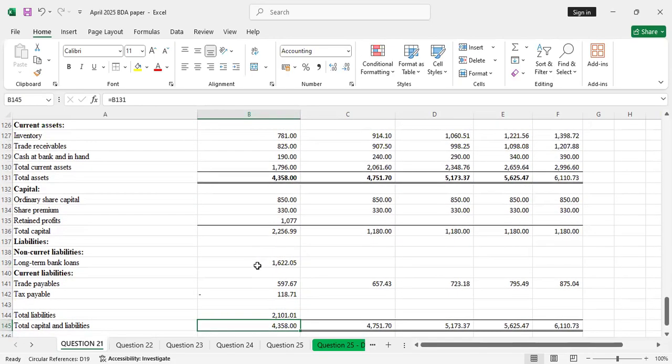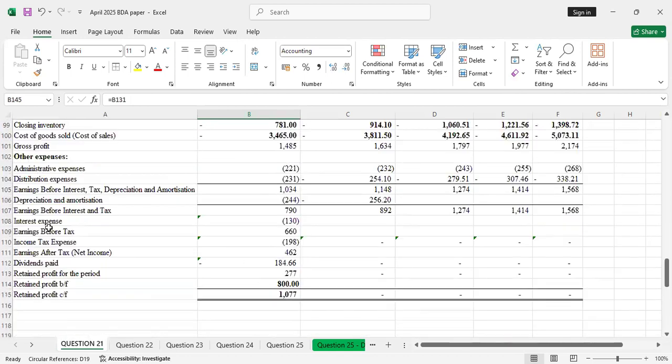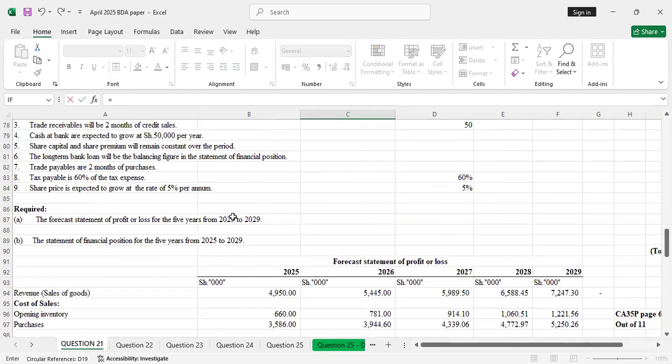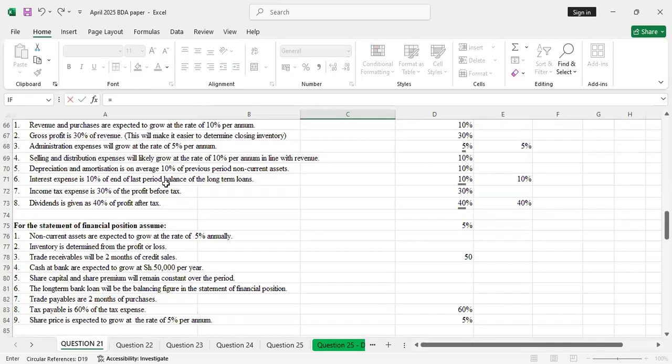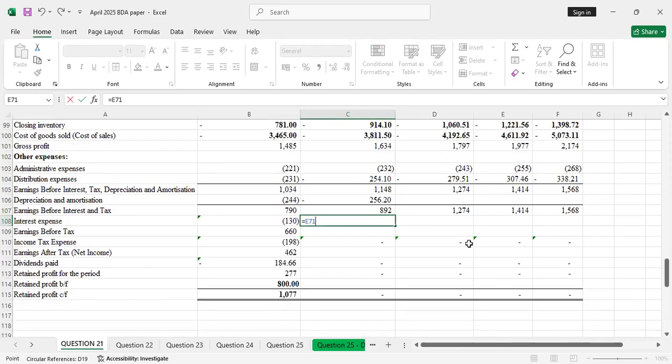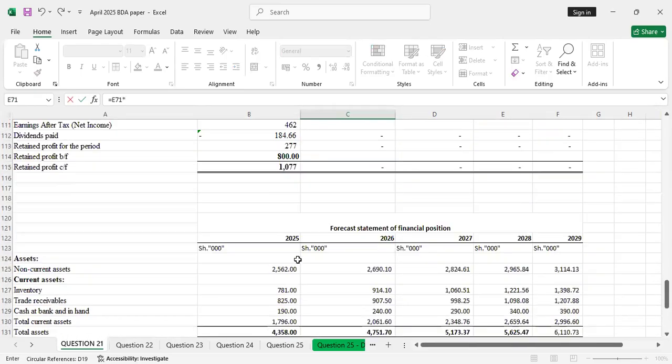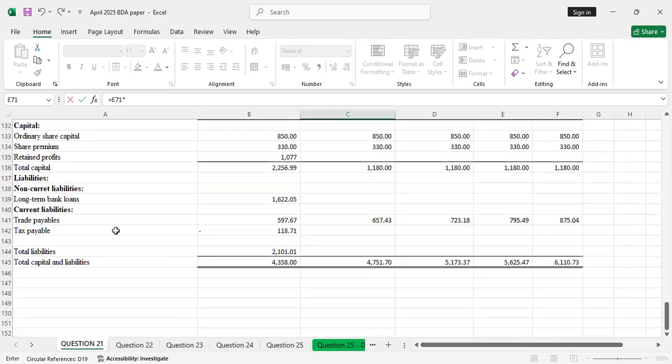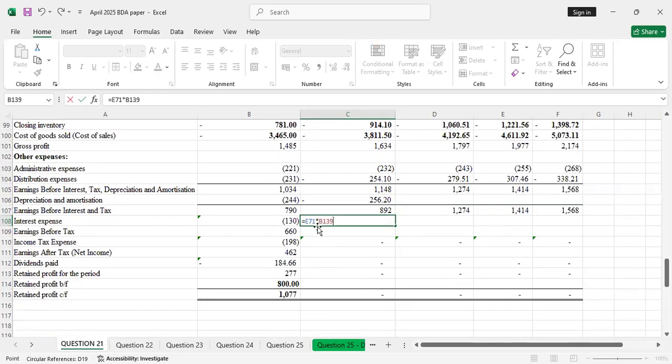Now that we have the long-term bank loans, we can go back to interest expense. Our interest expense will be equal to, we were told that the interest expense was 10% of the end of last period balance of the long-term loan. So I'll just take 10% and multiply that with the 2025. Remember, I'm in 2026, so the last year bank loan will be this one. It's 10% of that, and I'll put a negative.